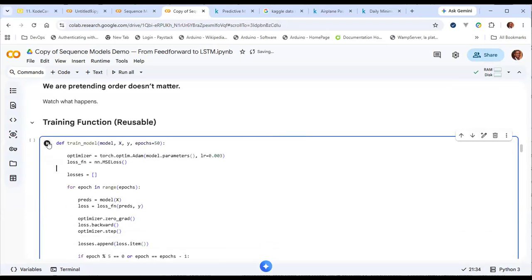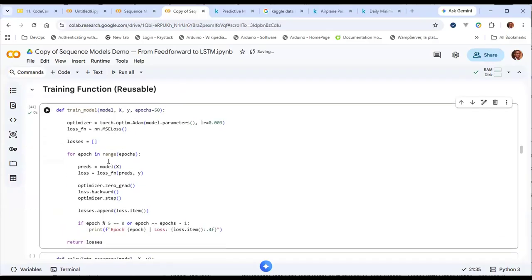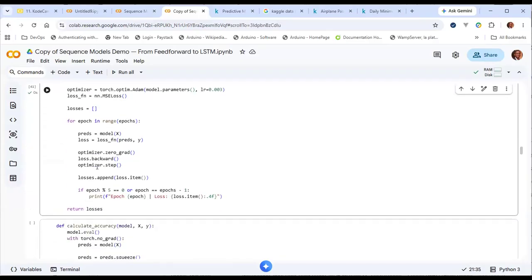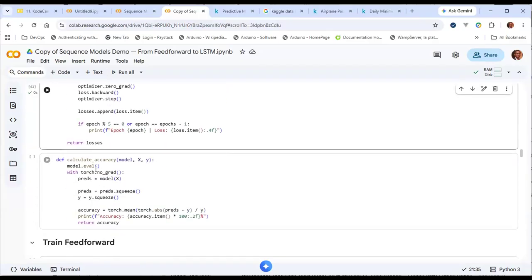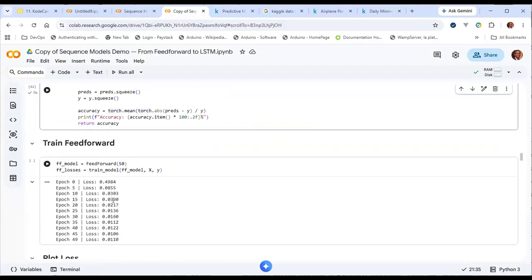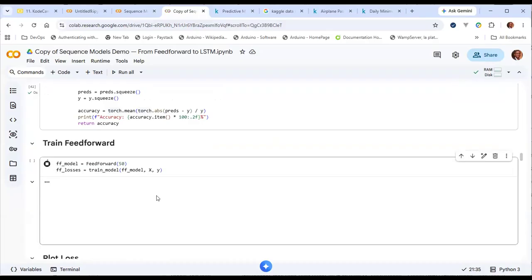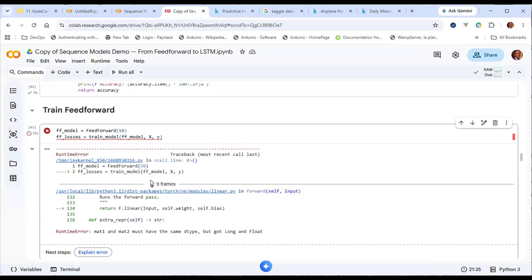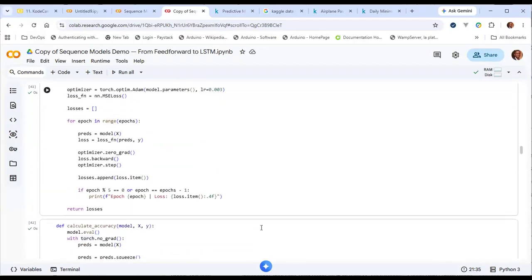The order matters, of course. We have a generic training function. We have a generic accuracy calculation function. So we now do feed forward. Here we had a very good loss, but let's see what loss we get with this one. It's going to be a higher loss because our feed forward network will not really be able to predict this, because there really isn't a mathematical correlation here. Okay, so we have long and float. Yeah, that's one thing I forgot.